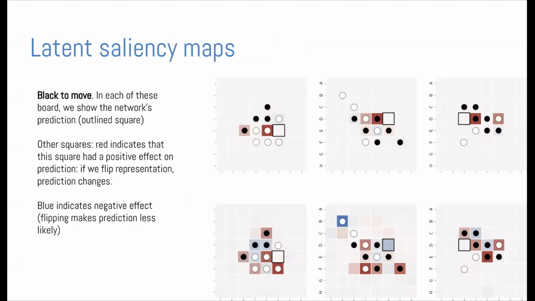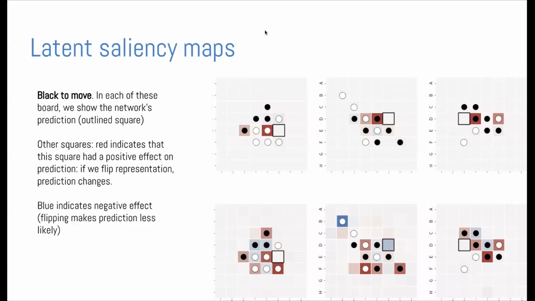So let me show you something we call latent saliency maps. The idea is that we have a set of positions that we've come up with. Each column represents the same position, and each row represents a different model. One of these rows is showing you the model trained on championship games. The other row is trained on random legal moves. I'm not going to tell you for the moment which is which. Let me explain what the visualizations are.